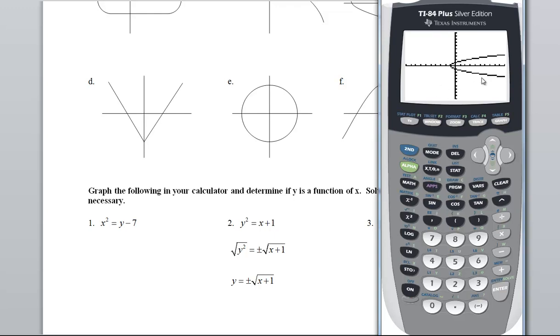So, is this a function? If you do a vertical line right here, no, it is not. And that's why I said if you've got y raised to an even power, be careful. Let's see, what's our next one?